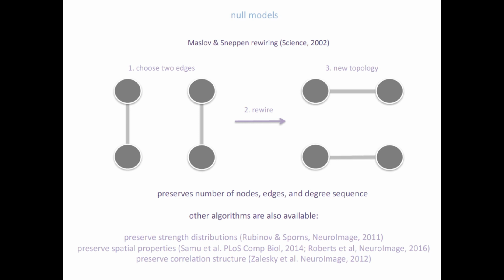And in some of the exercises, you're going to be using this for inference on networks. There are other more sophisticated null models that account for spatial properties, that are useful for weighted networks, directed networks, for correlation-based networks, and so on. But Andrew might go into some of those later tomorrow.